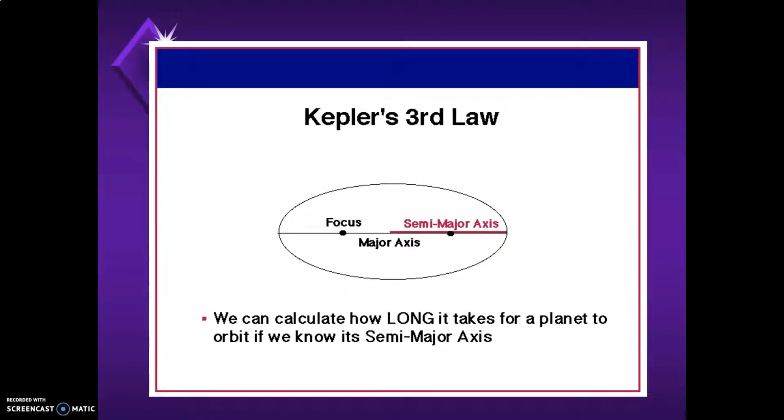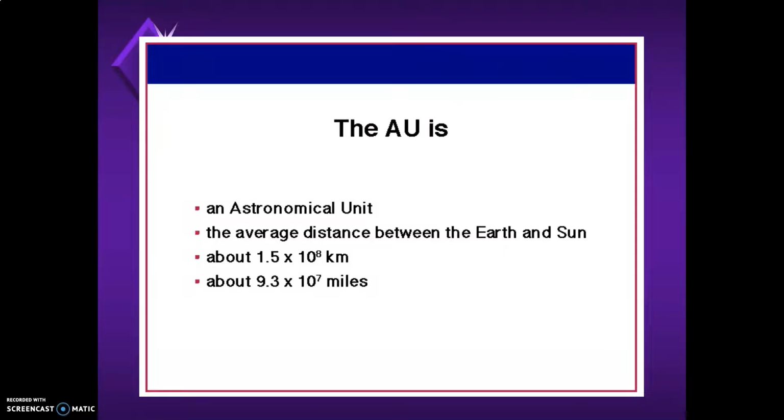So we can calculate how long it takes for a planet to orbit if we know its semi-major axis. And if we know how long it takes for a planet to orbit, we can calculate its semi-major axis. So it goes both ways. There's the major axis.